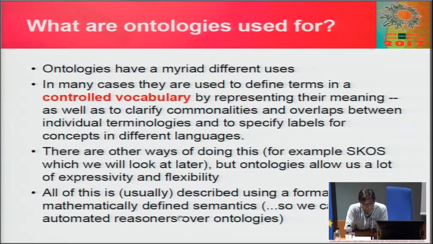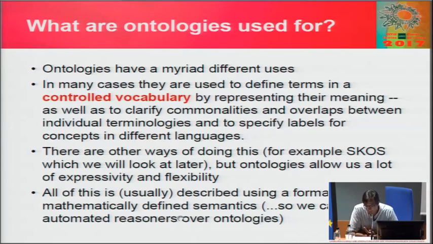So I've given you a bit of a hint about what ontologies actually are. Now I want to talk about how they're used in practice. In many cases, they're used to define terms in a controlled vocabulary, where you can use an ontology to give a clear and formal description of a concept that's used in a domain. And then you can also do other things like, for each concept, add the different labels that concept has been given in different languages.